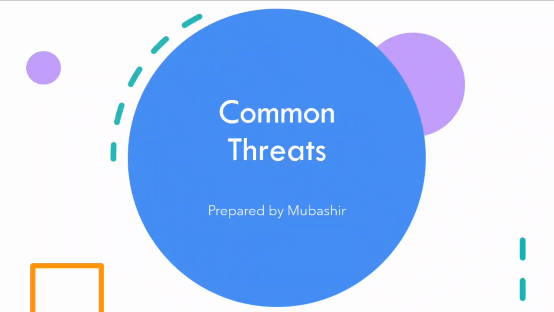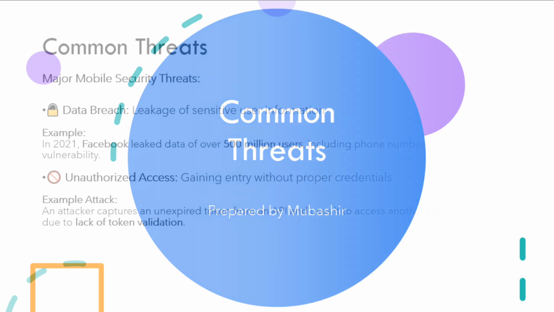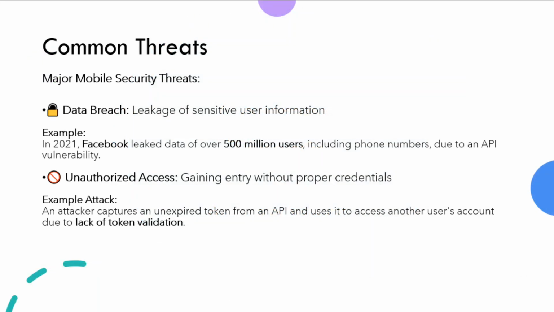Let's now go over some major threats to mobile app security. I have listed four common threats. The first one is data breach. A data breach occurs when sensitive information such as usernames, passwords, phone numbers, or something else is exposed to unauthorized users or parties. Here, the question is, how does it happen?